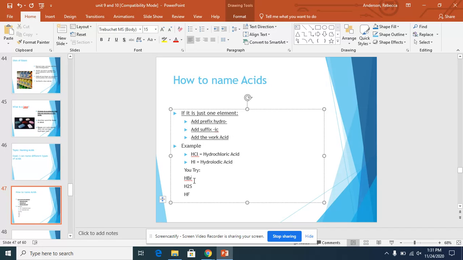So here's some other examples. HBr would be hydro, bromic, because of bromine, acid. H2S is just hydrogen and sulfur, just two elements, so it would be hydro, sulfic acid, and then HF would be hydrofluoric acid. So if it's just hydrogen and one element, you just put hydro at the beginning, ic at the end, and add the word acid.